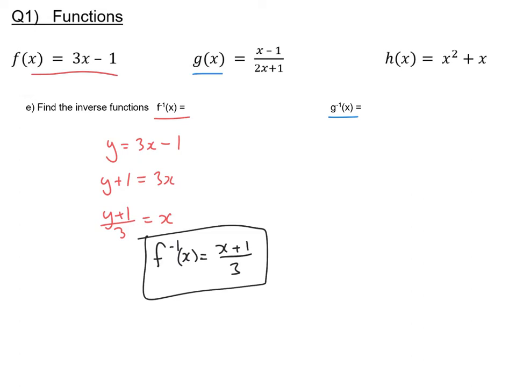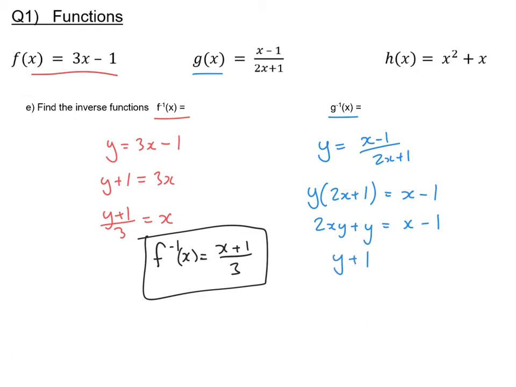We make y equal the function g of x. And we go through the process of changing the subject. We expand the brackets. And now we want to make x the subject. So we have to keep the x terms together and move everything else to the other side. So it becomes y plus 1 on one side and x minus 2xy on the other side.